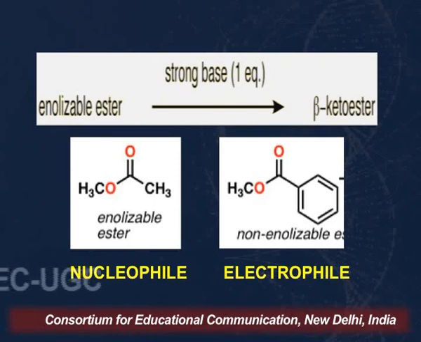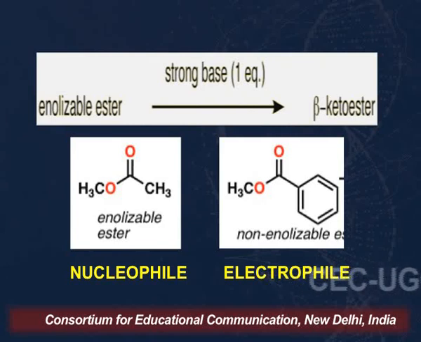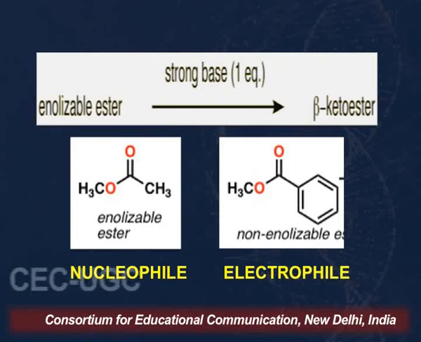Whereas, if you look into the structure of phenyl acetate, what we find here is that the phenyl group does not have an alpha hydrogen in it. Since it does not have an alpha hydrogen in it, this is a non-enolizable ester.